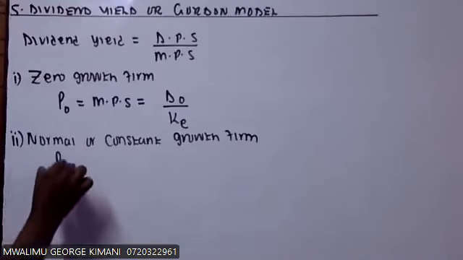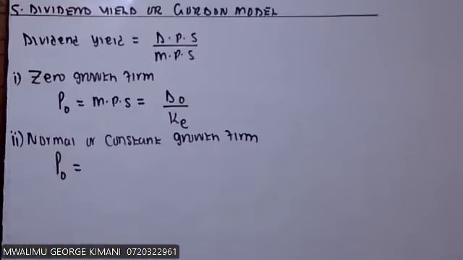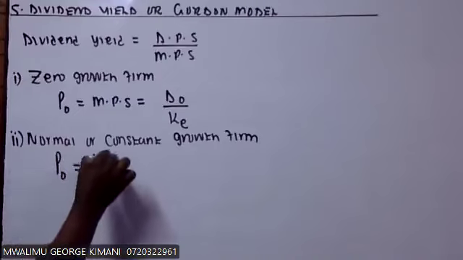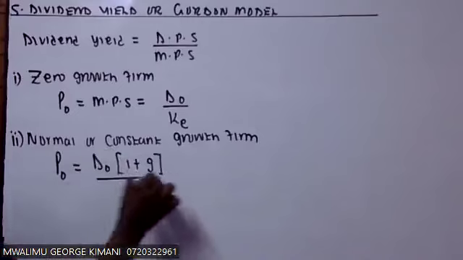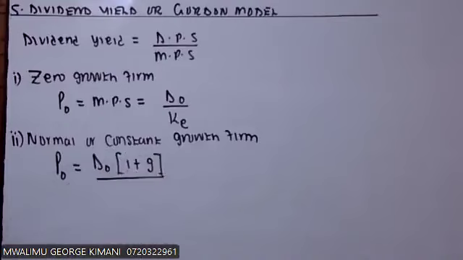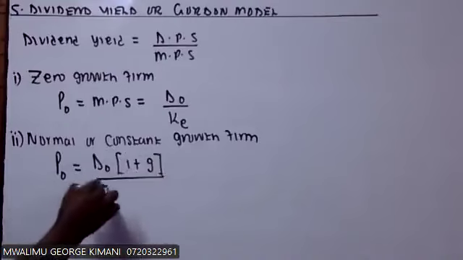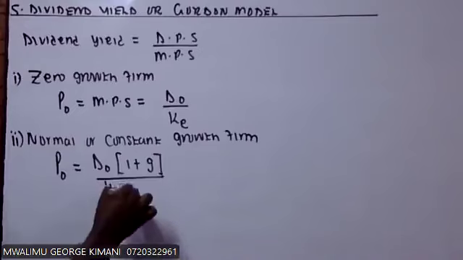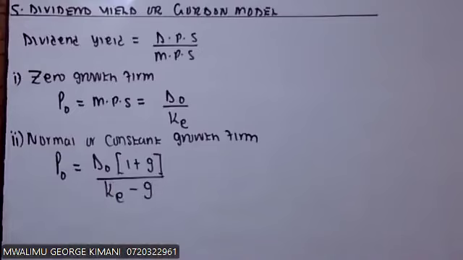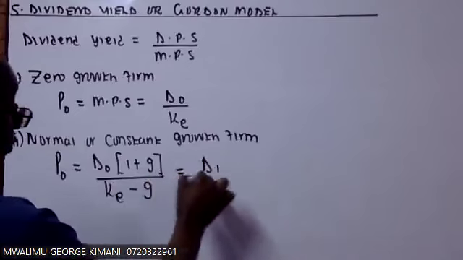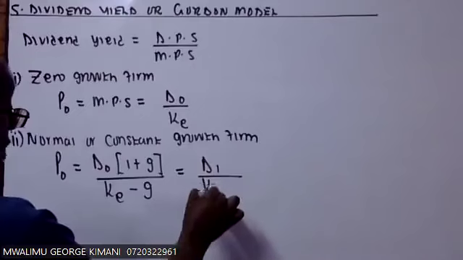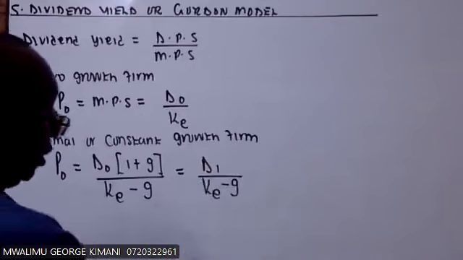Now in this one, P naught is given as D naught (1 plus G). You divide by KE, cost of equity, minus the growth, which qualifies to be D1 out of KE minus G.